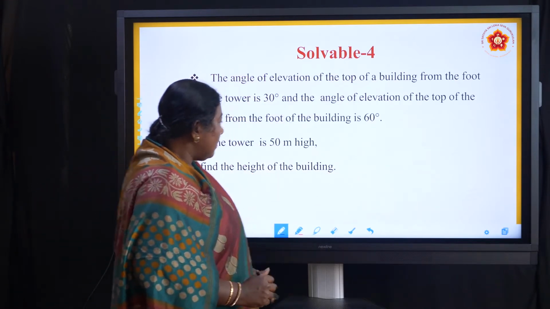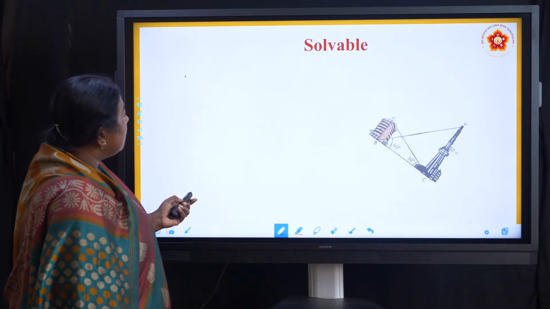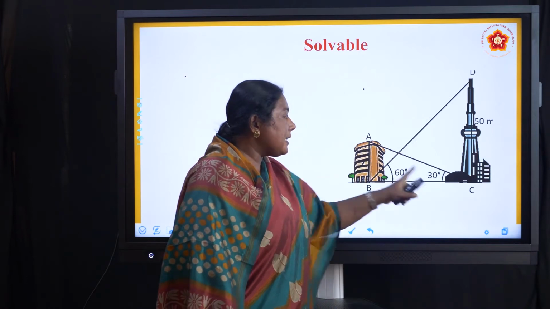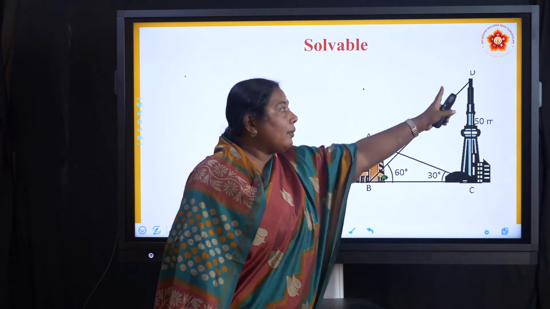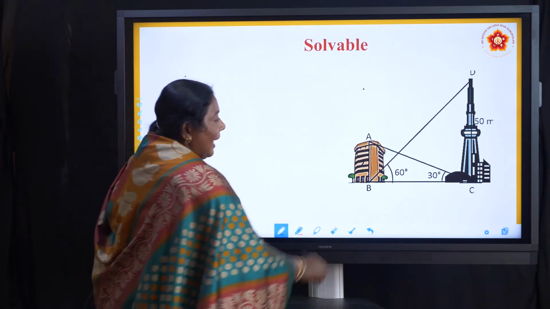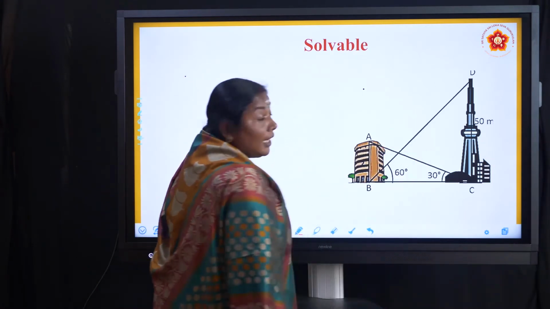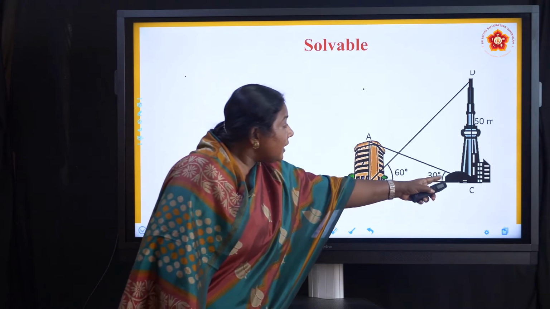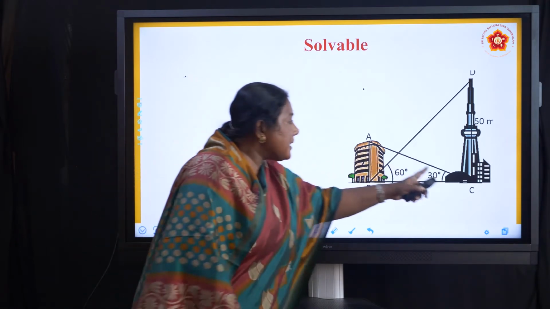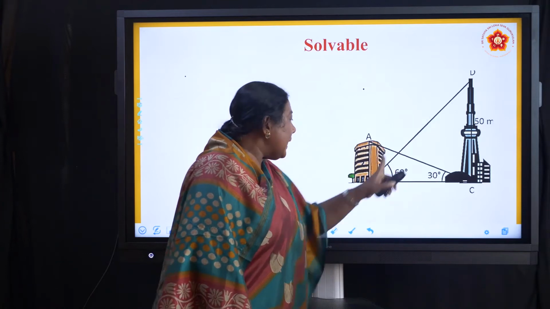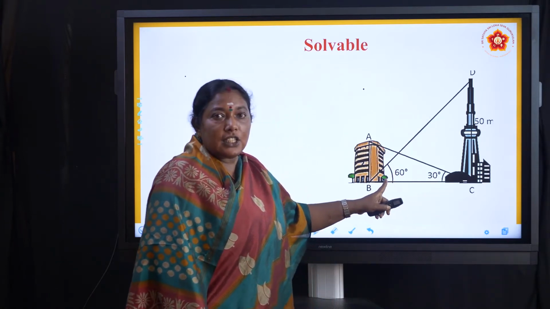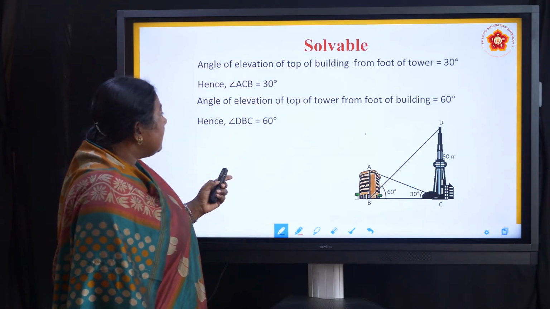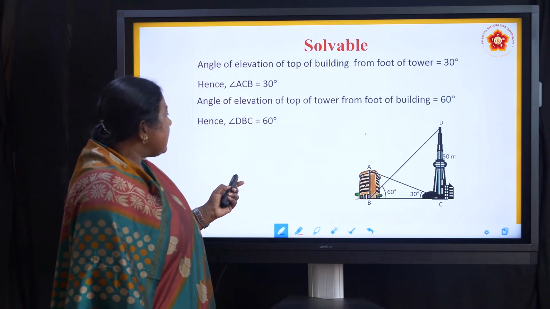Okay. Let's move on to the sum. So the tower and the building. From the foot of the tower to the building is 30 degrees. From the foot of the building to the tower is 60 degrees. We have given the name building AB and the tower DC. Given the tower is 50 meters high, and the angle from the tower to the building is 30 degrees. That means ACB is 30 degrees and DBC is 60 degrees. These are all the given parts: ACB is 30 degrees and elevation to the tower is 60 degrees.